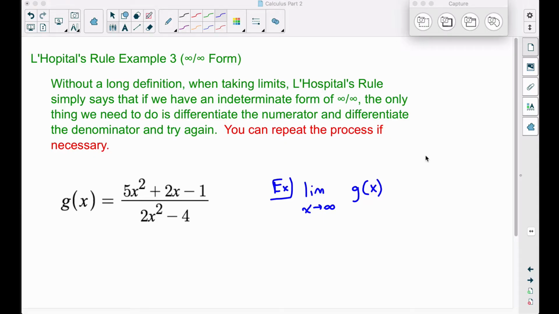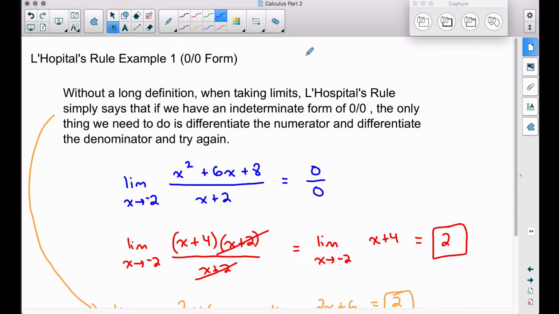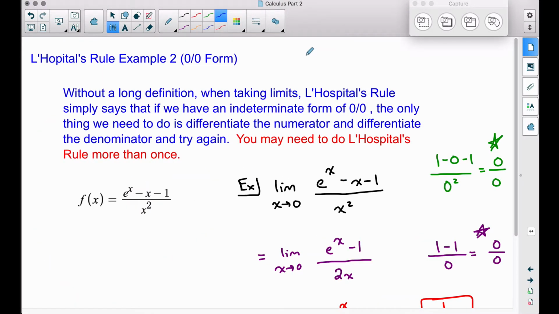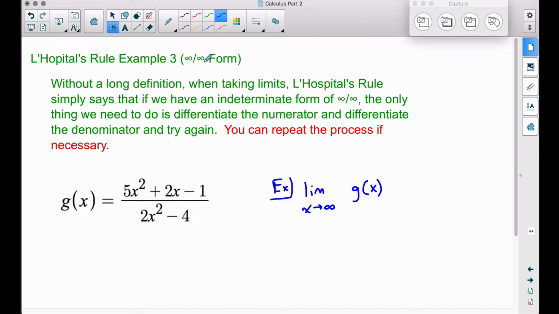In this video, we're going to look at another example of L'Hopital's rule, but our form is no longer going to be 0 over 0. It's going to be infinity over infinity. The same rule still applies, though, that we covered in example 2 and example 1, except our form is different. We have infinity over infinity.